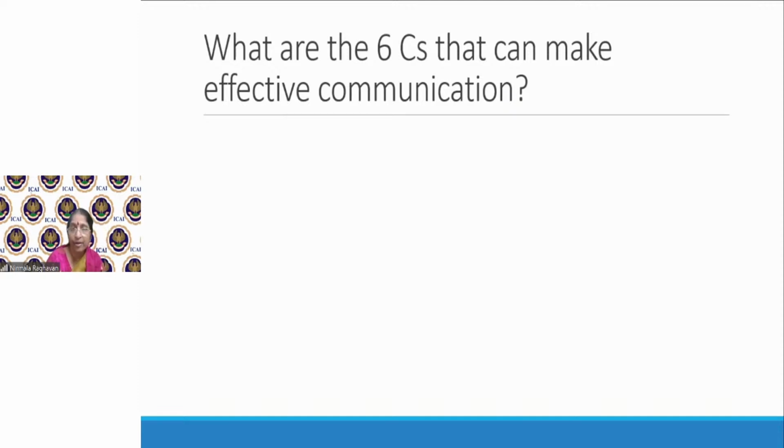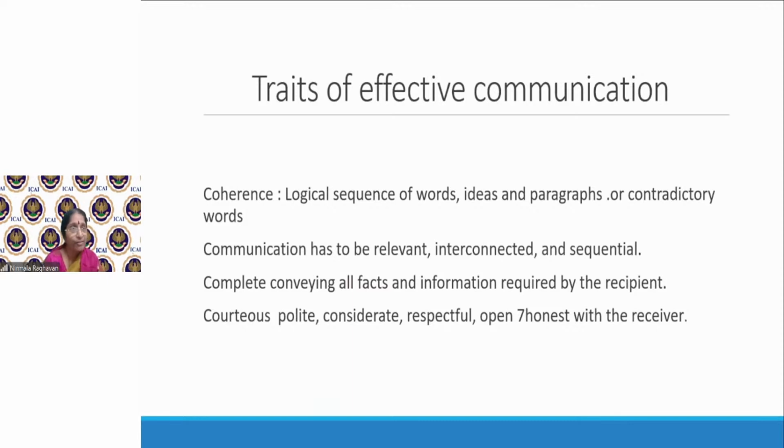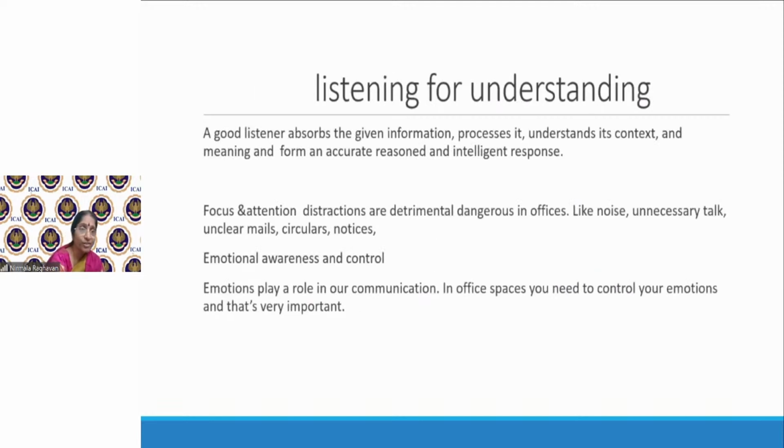Don't worry. Now, traits of effective communication. Coherence: logical sequence of words, ideas, and paragraphs. Communication has to be relevant, interconnected, and sequential. Sequence is in order. Complete is conveying all facts and information required by the recipient. Courteous is being polite, considerate, respectful, open, and honest with the receiver. Listening for understanding: a good listener absorbs the given information, processes it, understands its context and meaning, and forms an accurate, reasoned, and intelligent response.